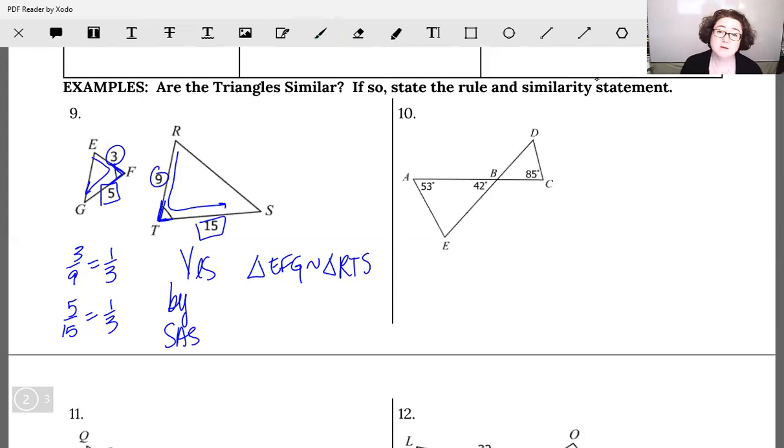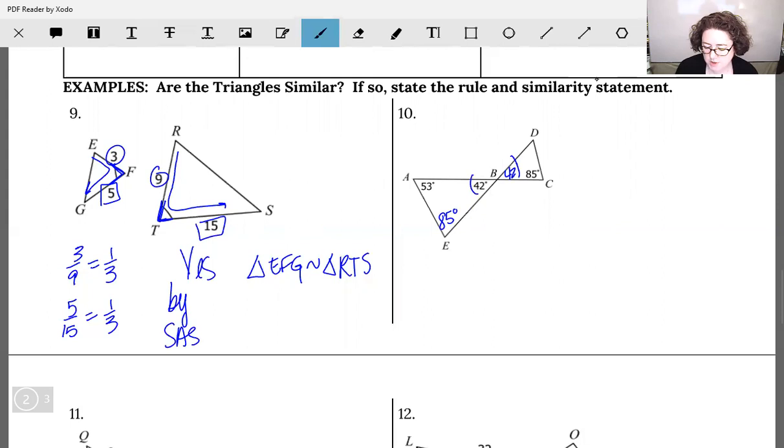Okay, number 10. They don't actually give us any sides on this one. So what rule should we try to prove? We want to try to prove angle, angle, or angle, angle, angle. I know I can mark my vertical angle, so there's my 42 degrees, but my other 2 don't match yet. Again, what do all of the angles in every triangle always add up to? Okay, so let's subtract. 180 minus 53 minus 42, I'm getting 85 degrees, which is exactly what we have in the other triangle.